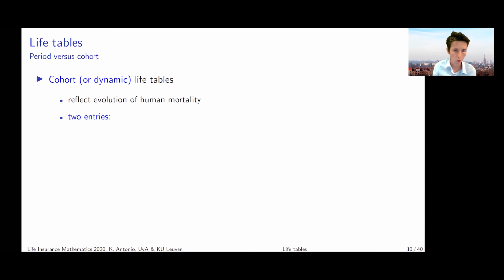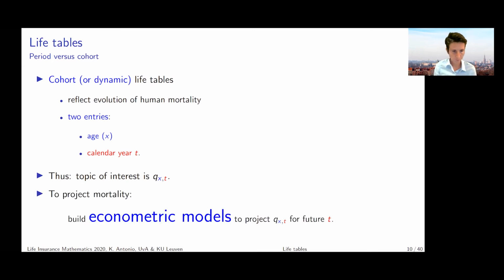So if you look at cohort life tables, we're going to study 2 entries, so not only age, but also calendar year t, right? And we're going to work not just with the q_x, but we're going to work with the q_{x,t}. So we're going to refer to the mortality for an x-year-old in year t. So for me, that would be for a 39-year-old in the year 2020, okay? And what is interesting then, if I want to do calculations with this cohort thinking, then I will quickly need to come up with projections of these mortality rates for future t, right?